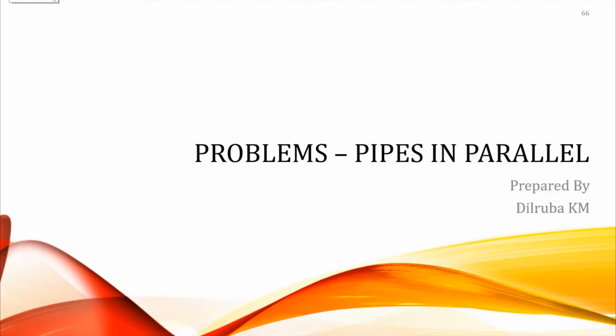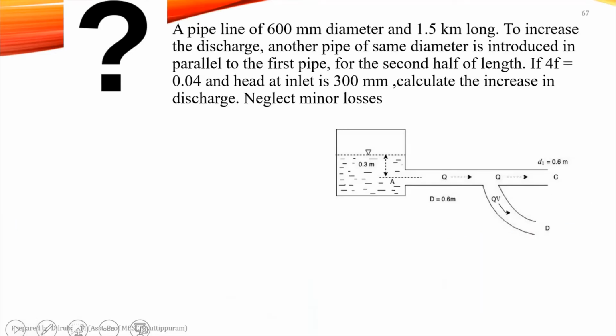Okay, let us start the problem regarding pipes in parallel. So the question is, a pipeline of 600 diameter and 1.5 kilometer long. To increase the discharge, another pipe of same diameter is introduced in parallel with the first pipe for the second half of the length. If 4F is equal to 0.04 and head at inlet is 300, calculate the increase in discharge. Neglect minor losses. So let us see what we have to calculate here.